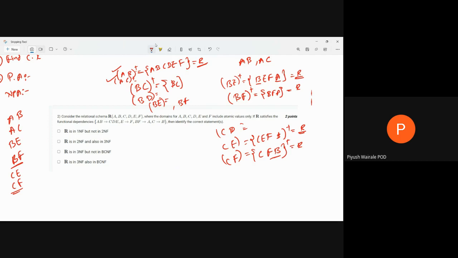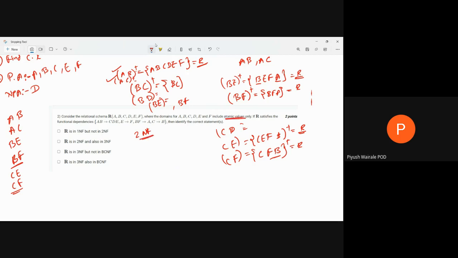Now first tell me what are the prime attributes here. The attributes which are part of a candidate key: A, B, C, E, F. Only remaining is D, right? Yes, sir.